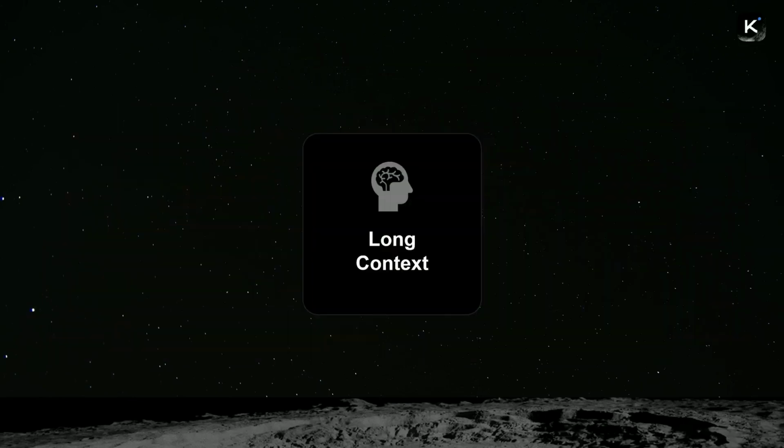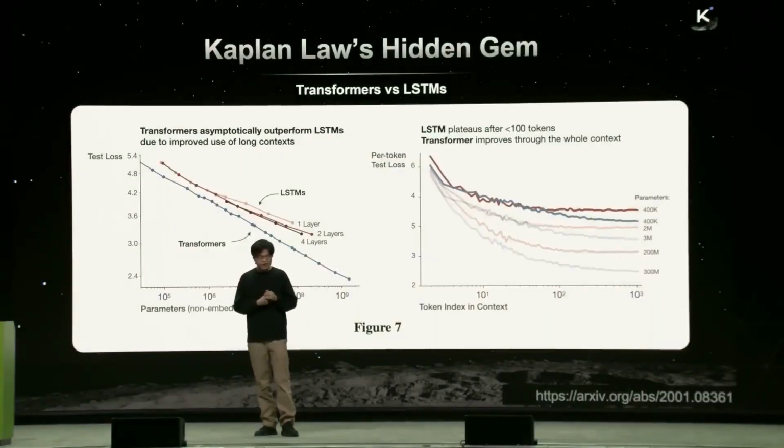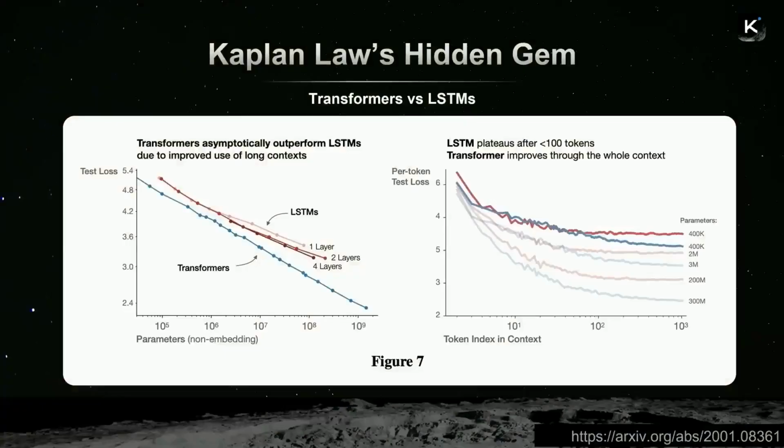And the second dimension that we're very interested in is long context. So this is another figure. It's probably less known. It's one of the hidden gems in these papers. Instead of just pushing down the training loss by training on more tokens, it gives some insights from another perspective. As we can see, this is a comparison between transformers and LSTMs.